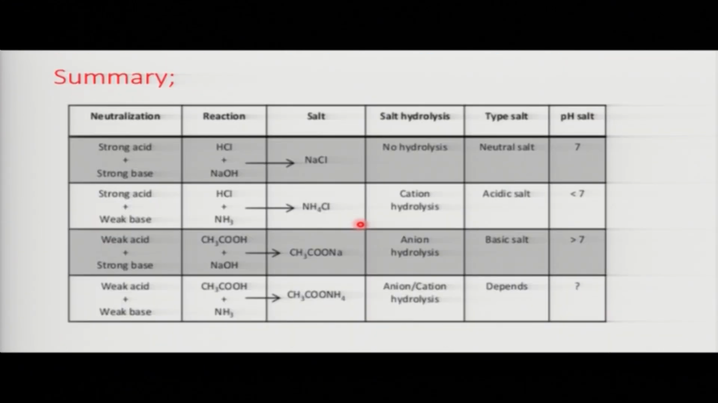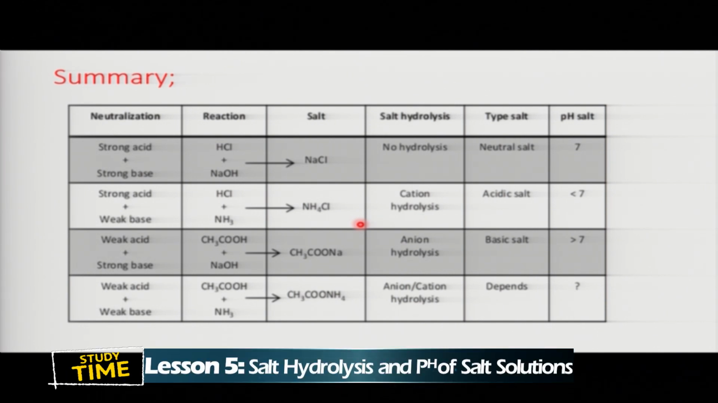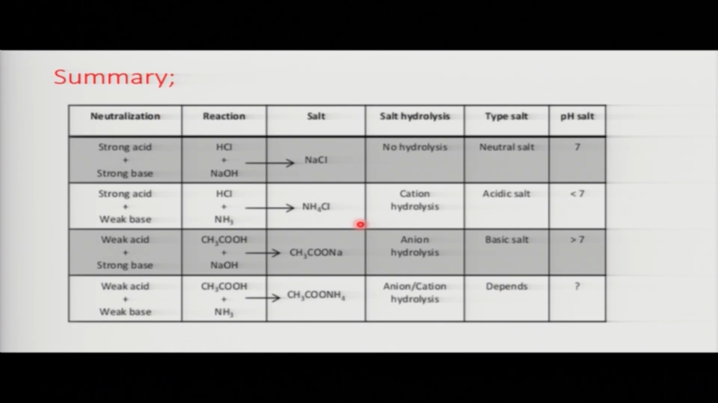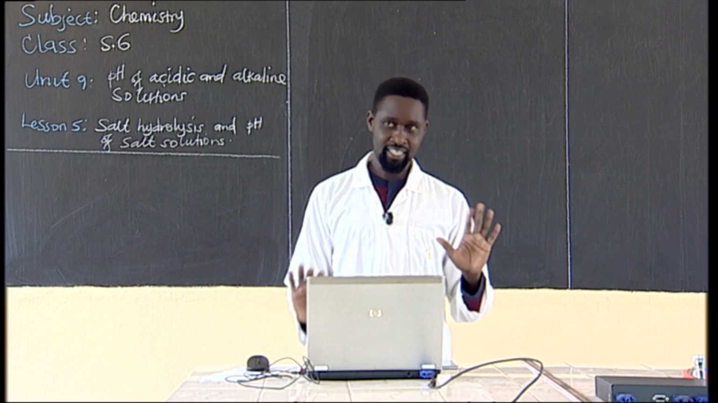So let's make a summary. What do we conclude from what we looked at? Simple. A strong acid and a strong base, under neutralization, yield a salt which is neutral. It does not undergo hydrolysis, indicating its pH remains 7. A strong acid and a weak base result in a salt which undergoes cation hydrolysis. Example, ammonium chloride. The ammonium ion hydrolyzes in water, producing an acidic solution, pH less than 7.